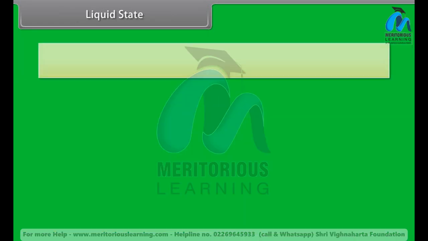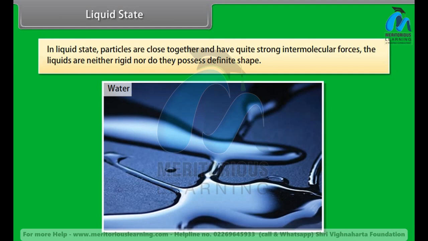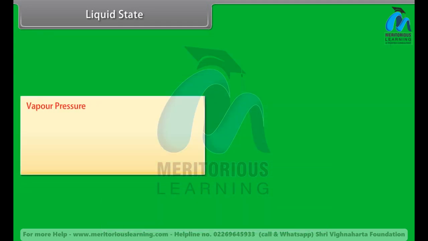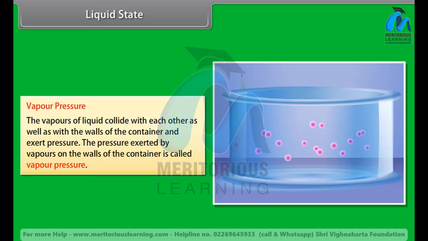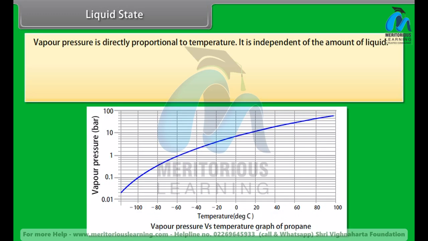Liquid state. In the liquid state, particles are close together and have quite strong intermolecular forces. The liquids are neither rigid nor do they possess definite shape. Vapor pressure. The vapors of a liquid collide with each other as well as with the walls of the container and exert pressure. The pressure exerted by vapors on the wall of the container is called vapor pressure. Vapor pressure is directly proportional to the temperature. It is independent of the amount of liquid.